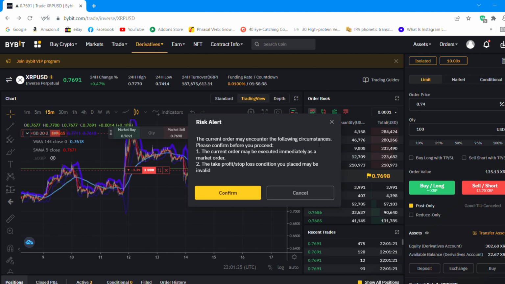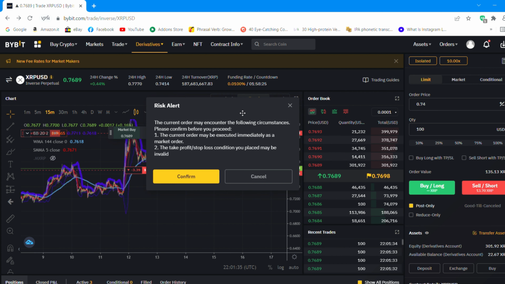Perfect. Can you guys see this error, this risk alert message? I finally got it. Excellent. I'm trying to set this limit order to sell more at 74, but it's really close. The current order may be executed immediately as a market order, and the take profit stop loss condition you placed may be invalid. The second one is not true because I haven't placed any stop loss or take profit condition.